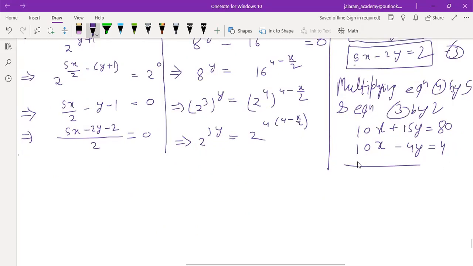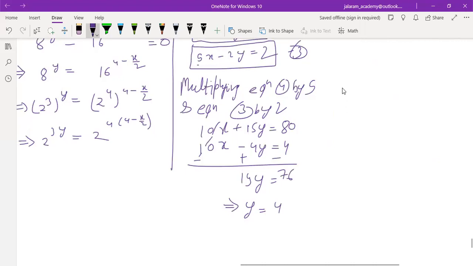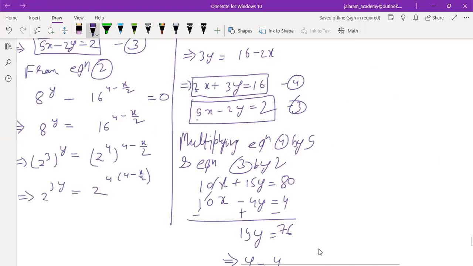Then subtract: minus plus minus. 10x, 10x cancelled out, 15 plus 4, 19y equals to 80 minus 4, 76. It implies y equals to 76 by 19, 4. Thus y equals to 4. Is that clear to you?